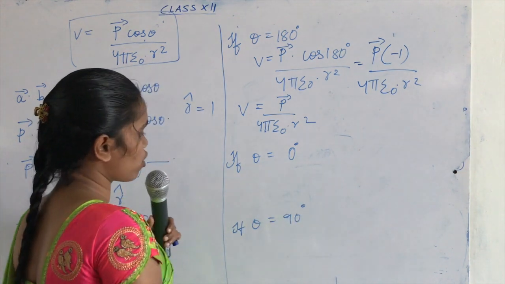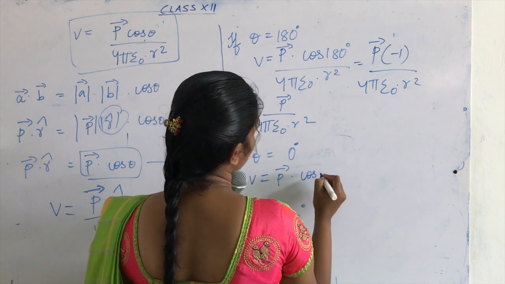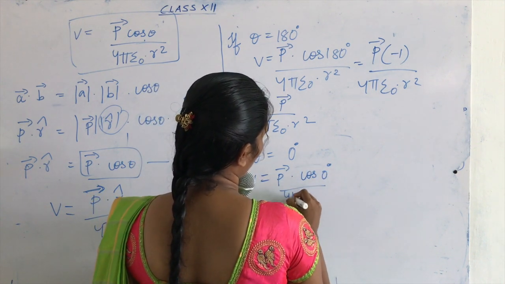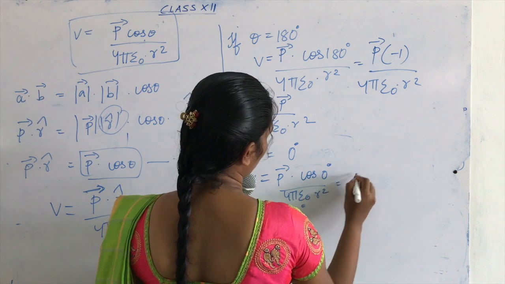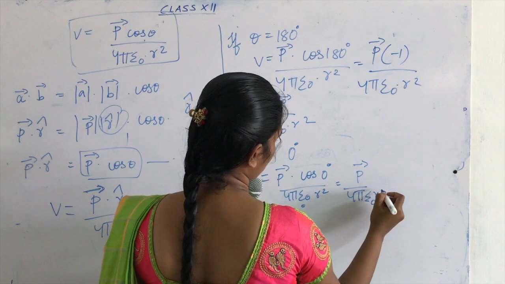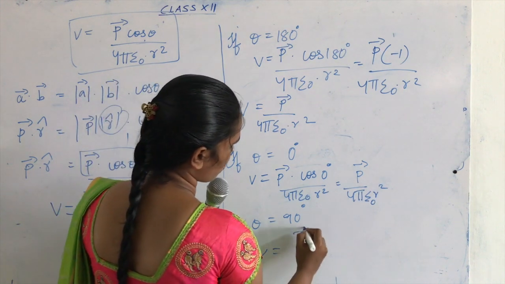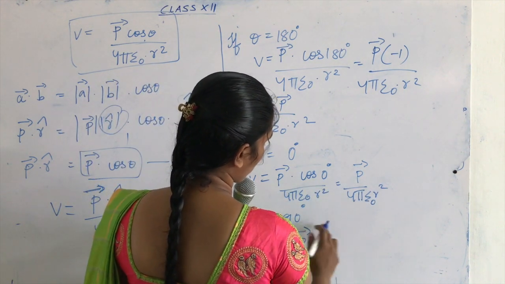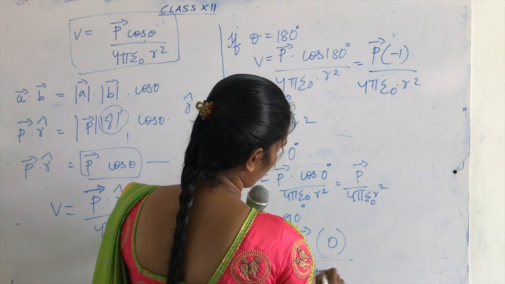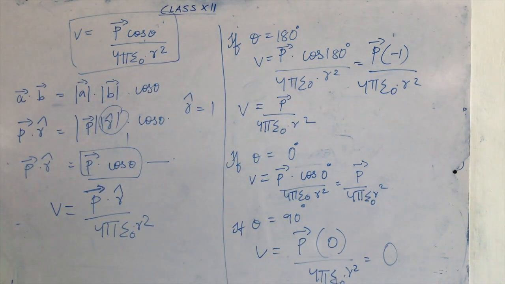What is the value of cos 0? Cos 0 means 1. So, V equal to P vector cos 0 by 4 pi epsilon 0 r square, so P vector by 4 pi epsilon 0 r square. Cos 90 is 0. So, V equal to P vector into, apply cos 90, you will get 0, by 4 pi epsilon 0 r square. The answer is 0. These are the 3 special cases. Do we understand, children? This is a very important question.